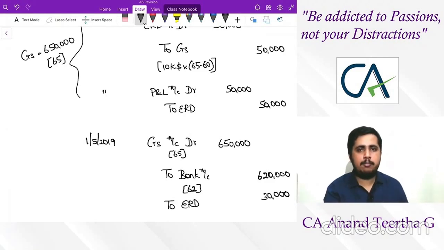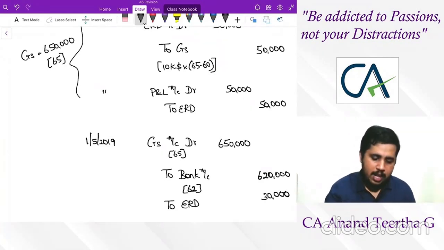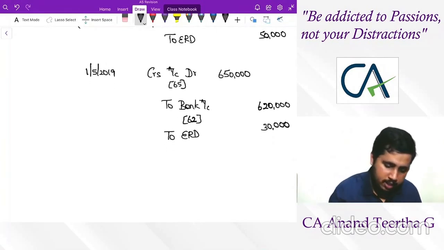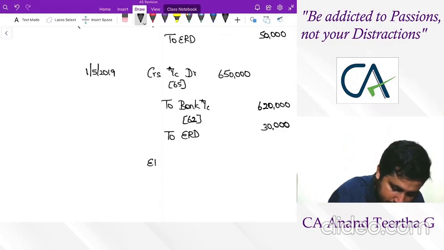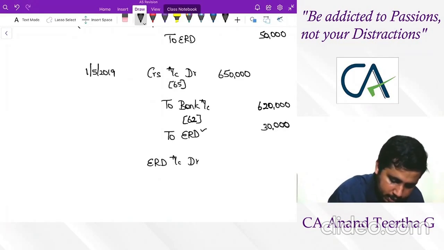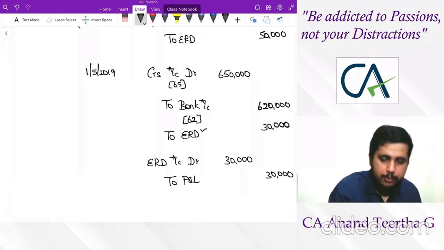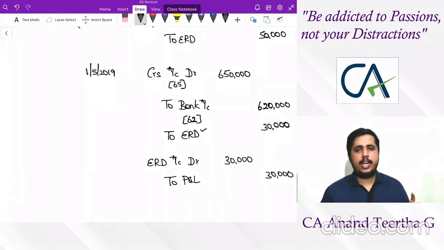At the time of settlement, the exchange rates don't match. At that time, shift that exchange rate difference to the ERD account. Ultimately, what will we do? Either on the same date or at the end of the year, this ERD will again be shifted. This time it is a debit because it is credited over here, to P&L for 30,000. So this is how you have to deal with the exchange rate differences mechanism.